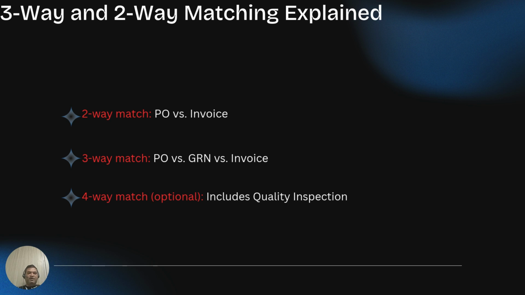There is something called a four-way match process also. It includes quality inspection in some of the services that are provided. For example, there's a building construction that is involved. In this case, there is a four-way process, which is a PO, a goods receipt note, invoice, plus also the quality inspection of the site construction.